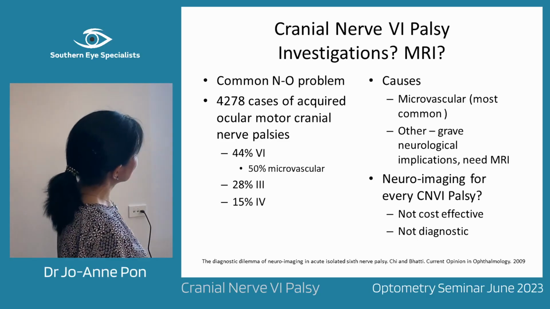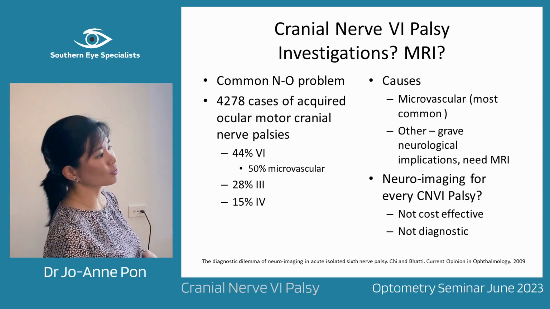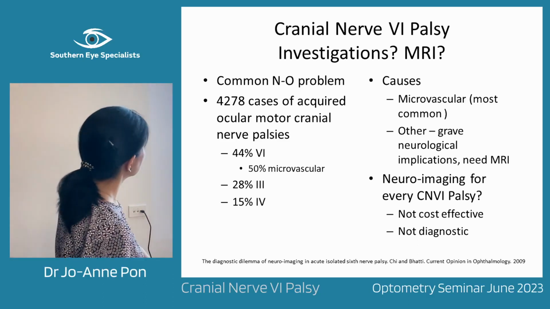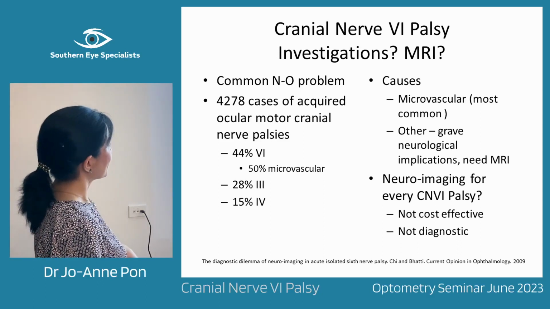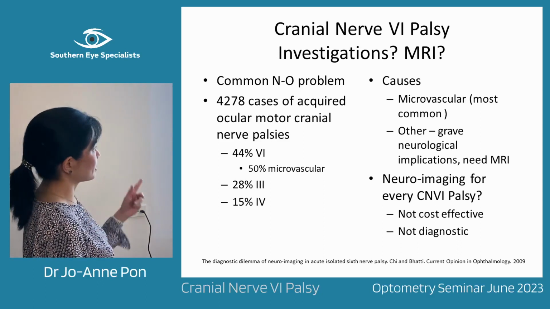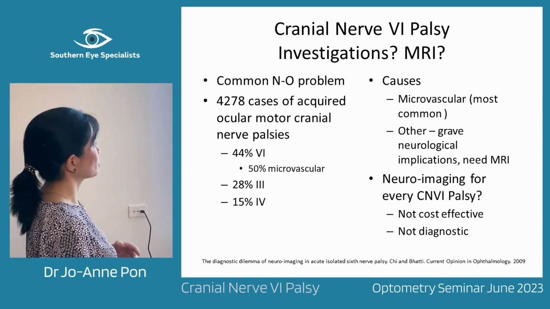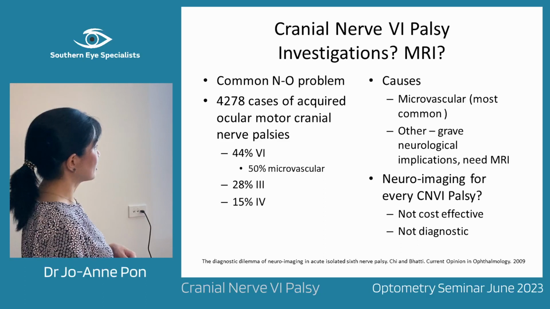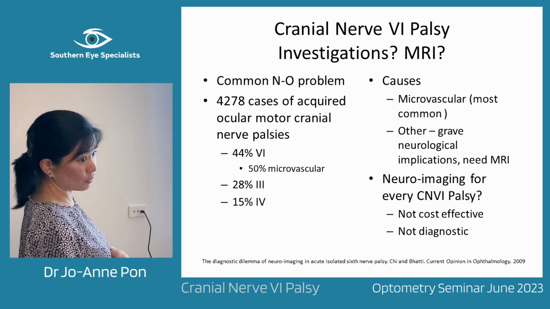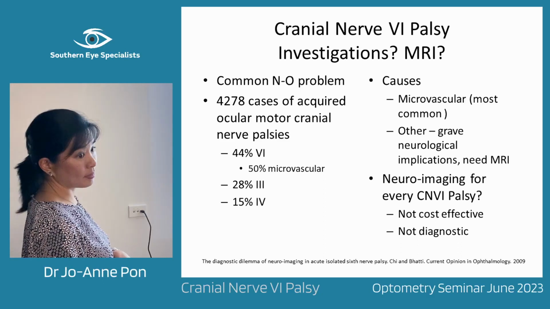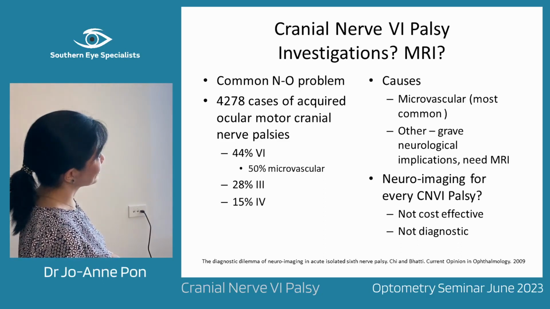So, sixth nerve palsies, the dilemma is always which ones do you investigate? Which ones should have an MRI? Because it's a common problem, neuroophthalmically, and one study of more than 4,000 cases looked at all of the oculomotor cranial nerves, just under 50% were cranial nerve 6, and 50% of them were microvascular.